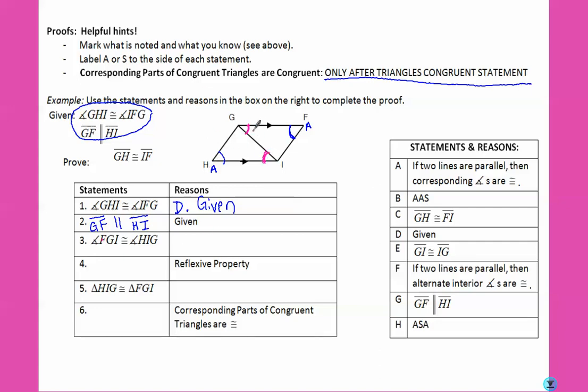What would be the reason for that? Well, those switch sides of our line in between the parallel lines, so it makes that zigzag shape. So I know that these are alternate interior angles. So that would be letter F. If two lines are parallel, then alternate interior angles are congruent. And I'm just going to abbreviate alternate interior angles.